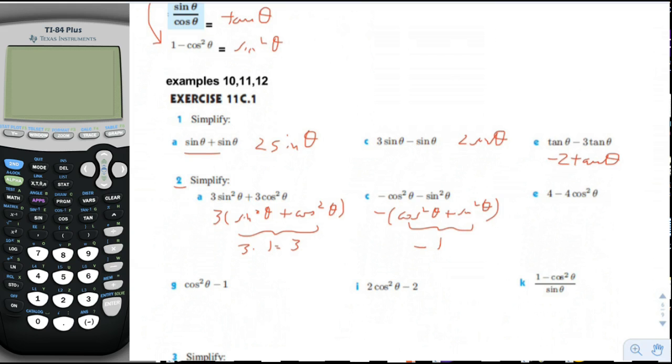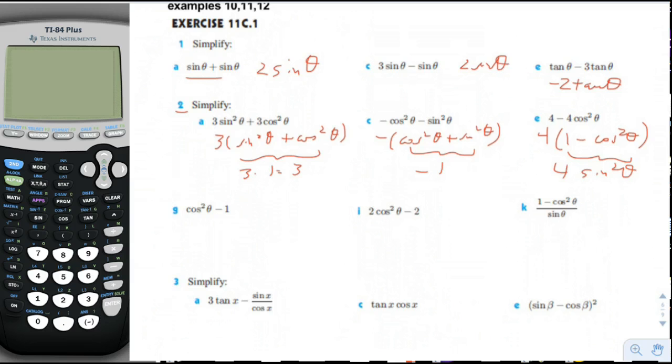4 minus 4 cosine squared is the same thing as 4 times the quantity 1 minus cosine squared theta. Remember, 1 minus cosine squared theta is the same thing as sine squared theta, times 4. Cosine squared theta minus 1. If sine squared theta plus cosine squared theta equals 1, then subtracting 1 and subtracting sine squared from both sides, you're left with cosine squared theta minus 1 is equal to negative sine squared of theta.